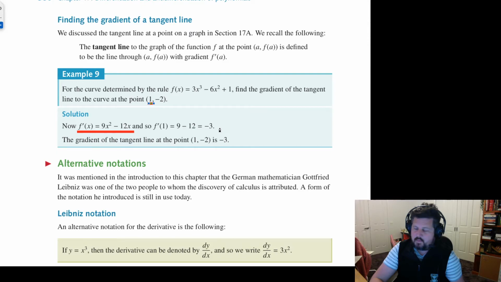So what you can say is at this particular point, the gradient of the tangent line to this particular function is going to be negative 3.